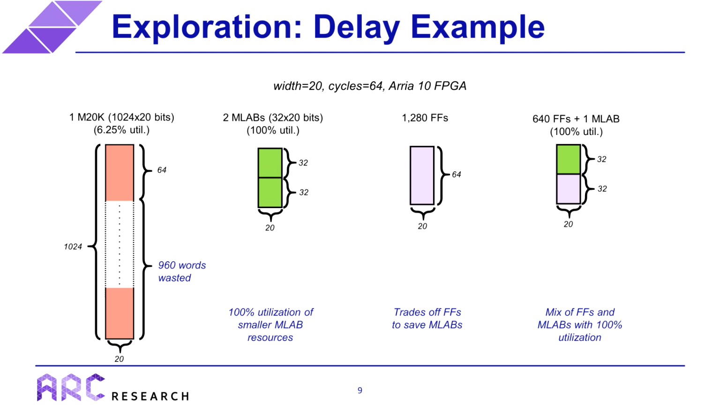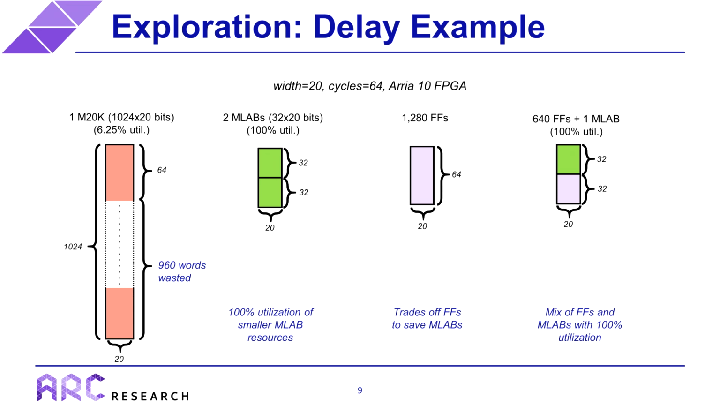Now, alternatively, the Explorer could apply the depth splitting transformation to create 2 subdelays while mapping each subdelay onto an MLAB implementation, as shown in the second example. Now these MLABs provide 32 by 20 bits each, which provides a perfect utilization of the RAM bits for this delay instance. Alternatively, the Explorer would also find an implementation of 1280 flip-flops, which might be desirable when you want to reserve all RAM resources for something else.